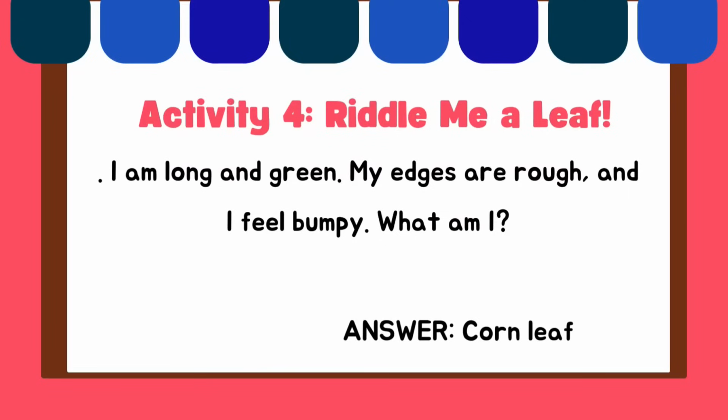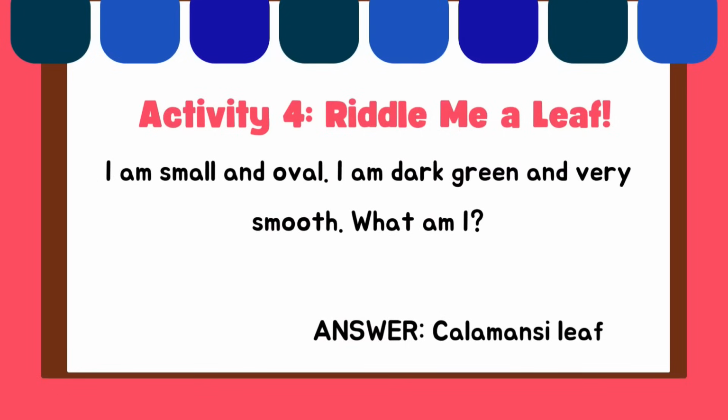I am long and green. My edges are rough and I feel bumpy. What am I? The answer is corn leaf. I am small and oval. I am dark green and very smooth. What am I? Calamansi leaf.